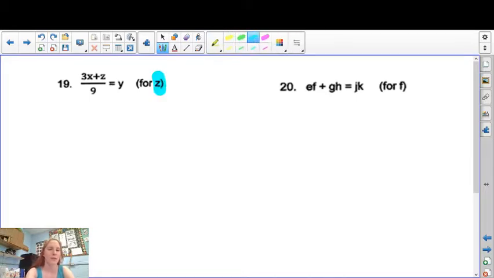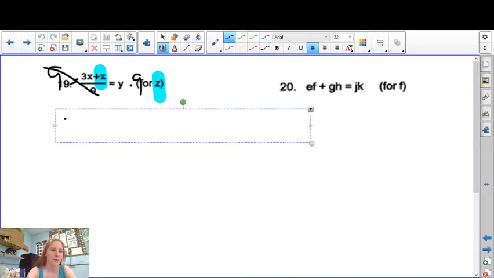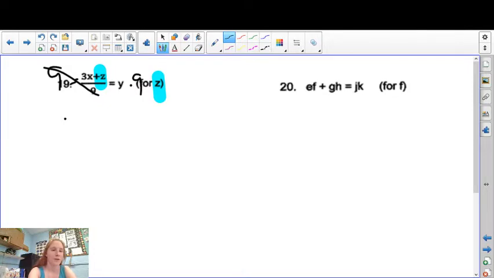Next, we're going to look for Z, and Z is up here in my addition, and it's in my numerator. So, just like the last 2 problems, we're going to undo my division with multiplication. We're going to multiply by what's on the bottom. So multiply both sides by 9. I have 3x plus Z plus C is equal to 9 times Y.